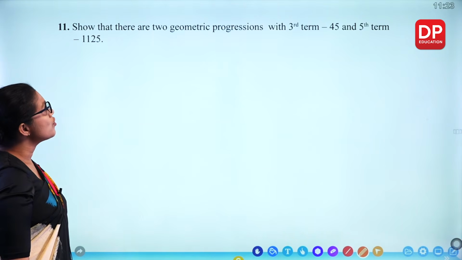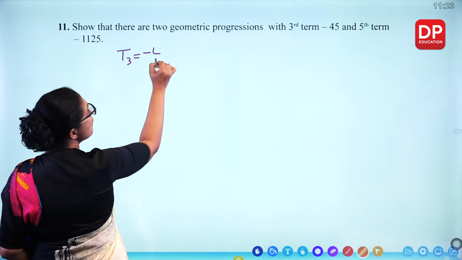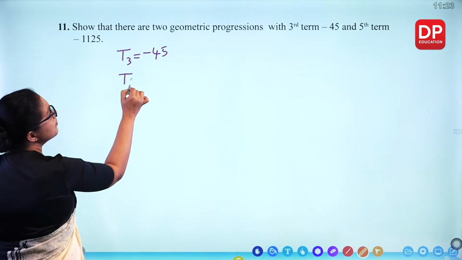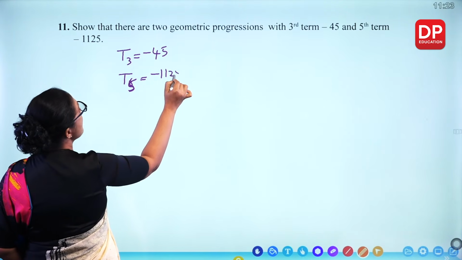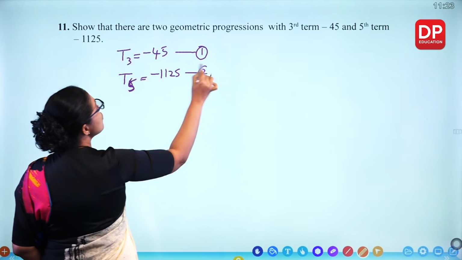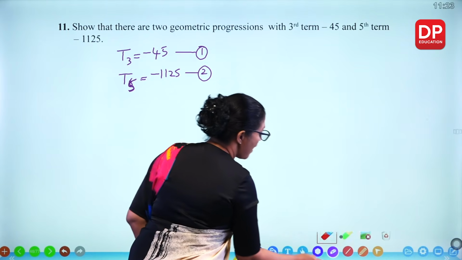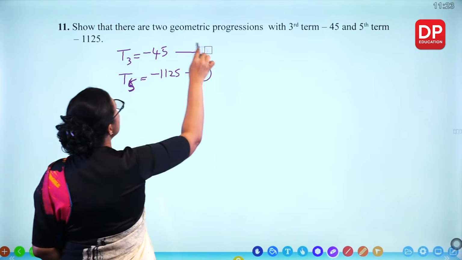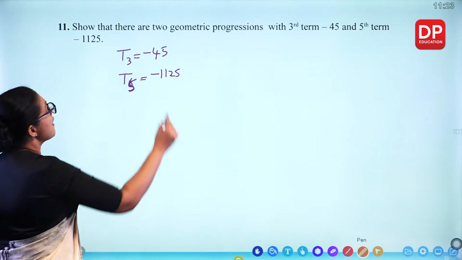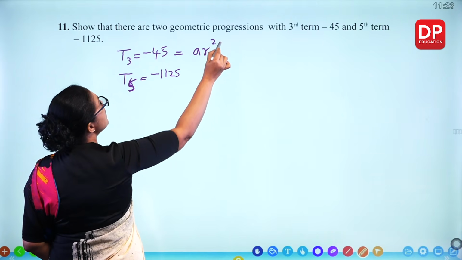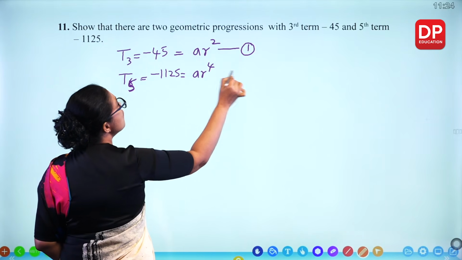11th one, show that there are two geometric progressions with third term minus 45 and the fifth term minus 1125. So you are asked to solve these two equations and solve for a and r. If there are two equations, that means you need to get two r values. What is T3? ar to the power 2. That's our first equation. T5 means ar to the power 4.